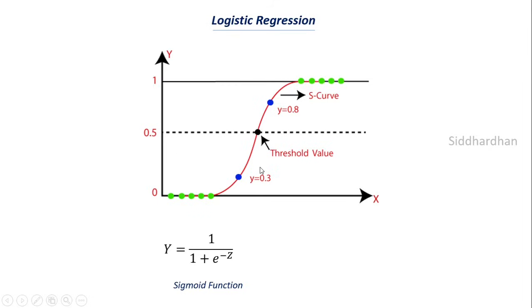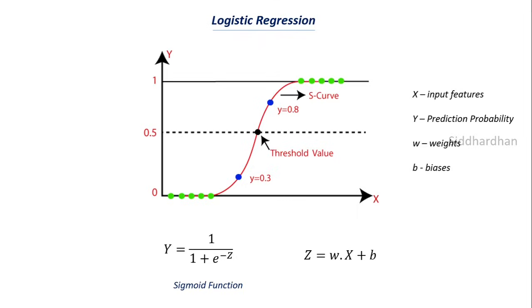Now here we have x and y. Then what is this z? As you can see here, z is equal to wx plus b. This is a straight line equation, which is similar to y is equal to mx plus c. Let's understand what all these terms are. x is nothing but the input features. In this case, the input feature is the content text that we have converted into numbers. y represents our prediction probability. This value will be between 0 and 1, and this will determine whether the label will be 0 or 1. w represents weights and b represents biases. Weight represents how important a particular feature is.